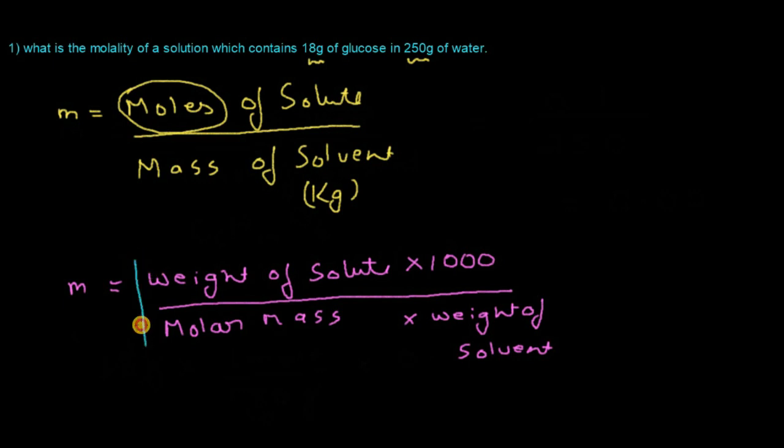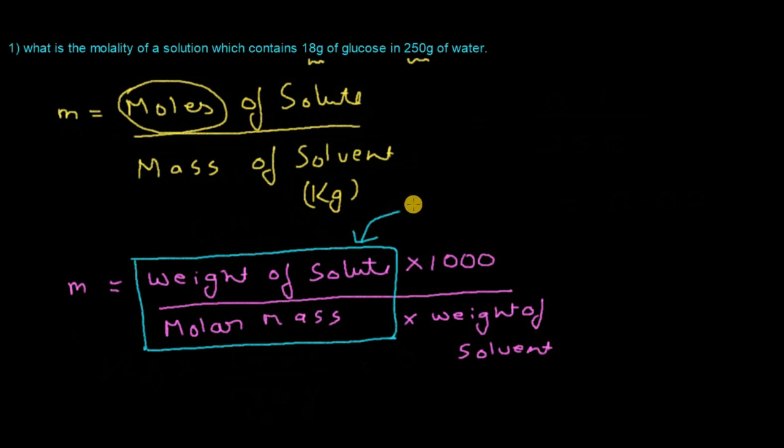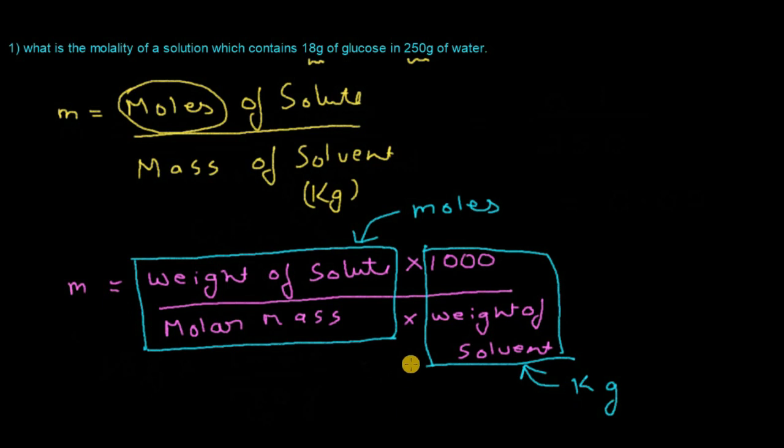So how this formula works again is that weight of solute upon molar mass will give you number of moles of solute in the numerator. 1000 divided by weight of solvent will give you weight of solvent in kilograms in the denominator. So it is again moles divided by kilogram. That's exactly what it is. But the difference here from the molarity formula is that there we use volume of the solution. Here we are using weight of the solvent. So that is one big difference.